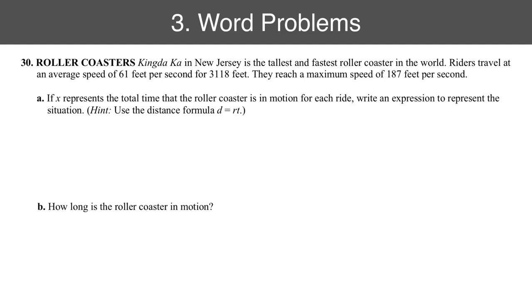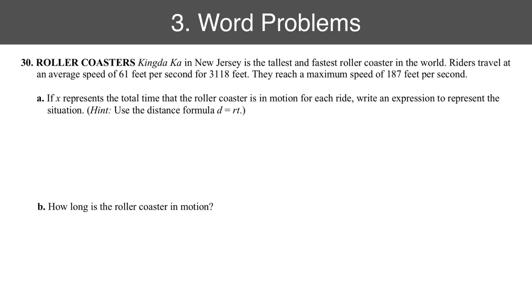It says King Ka in New Jersey is the tallest and fastest roller coaster in the world. Riders travel at an average speed of 61 feet per second for 3,118 feet. They reach a maximum speed of 187 feet per second. So let's look at A. If x represents the total time that the roller coaster is in motion for each ride, write an expression to represent the situation. Now it gives us a hint. It says use the distance formula d equals rt. So that's what we're going to use.